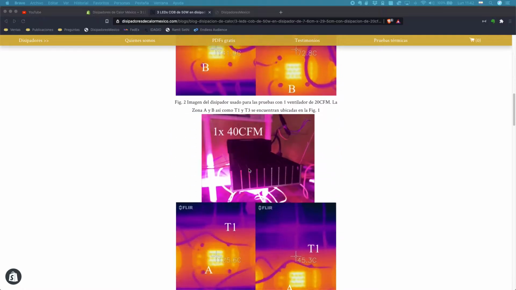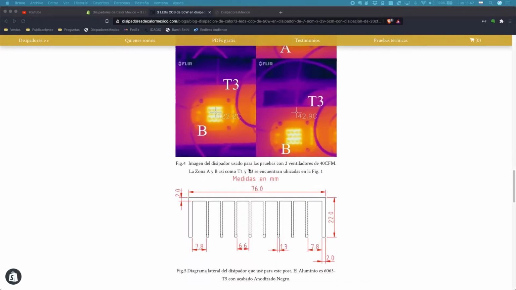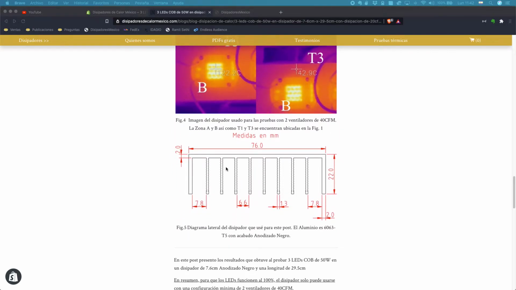These are some thermal images, and before that I want to get to this image, that is the lateral design of the heatsink with these dimensions. It has 2.2 centimeters in fin height, and a base thickness of 2 millimeters.